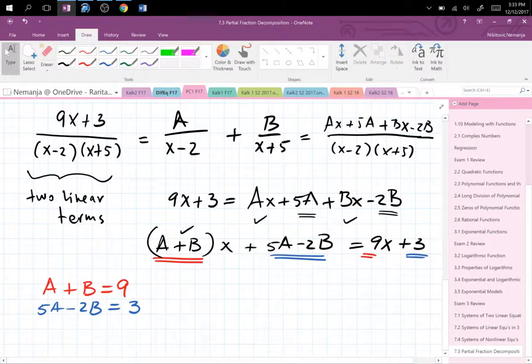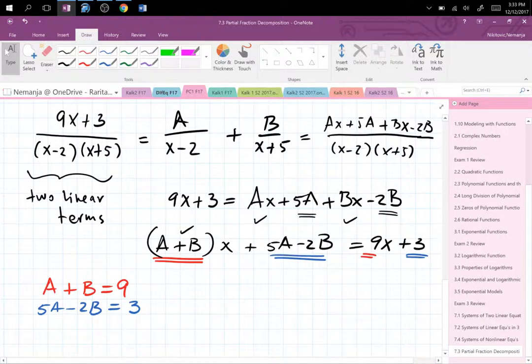Now note that both sides have x terms and both sides have constant terms. So all I did is put the like terms together. If I factor out x, I just get a plus b, so that's this times x. And then I have 5a minus 2b, which is the rest. Equal to 9x, I just brought it to the other side, same thing. So 9x plus 3 goes here.